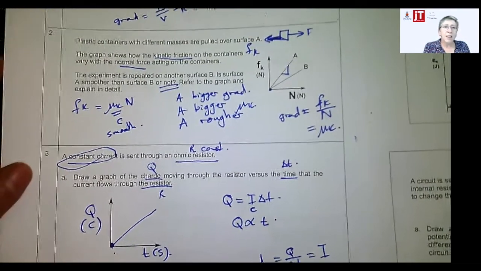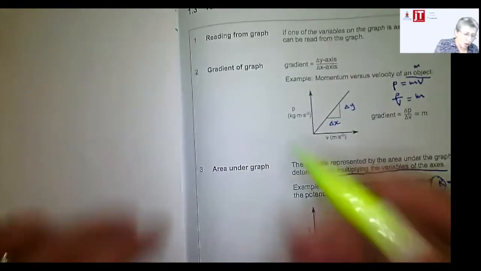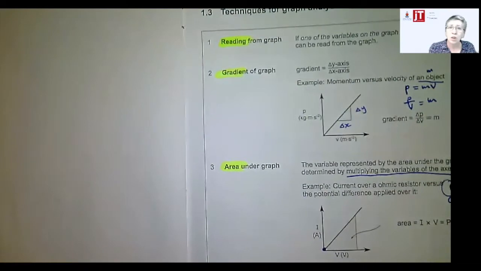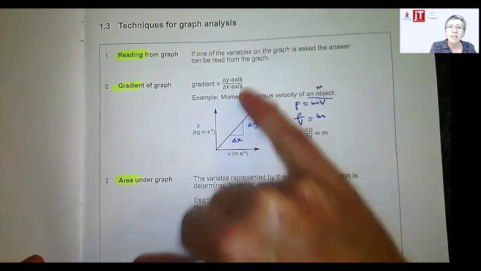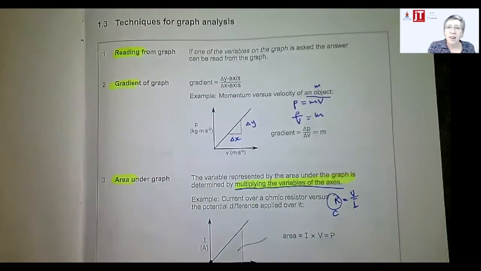I hope everyone is happy. That is just how I use it. So remember, you can use the gradient and you can use the area and you can read from the graph. For gradient, it's y-axis divided by x-axis. And for area, you are going to multiply the axes.